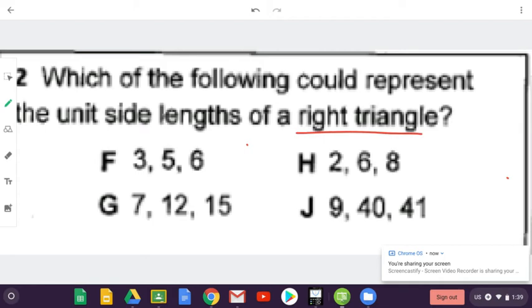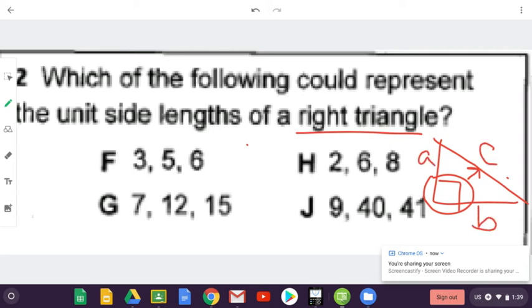So what I want to do is draw a right triangle, and then label whatever parts are going on here. Here's my right triangle. I'm going to circle my right angle, and draw a line straight across from it. That is going to be my C. My A is going to be the shortest side, and B is going to be the other leg.